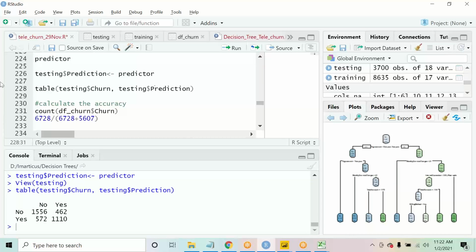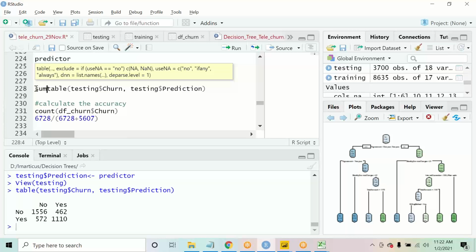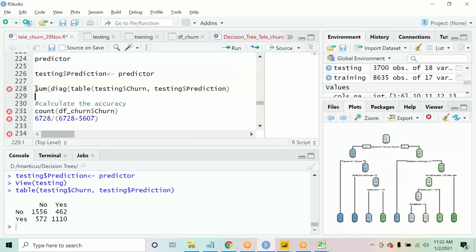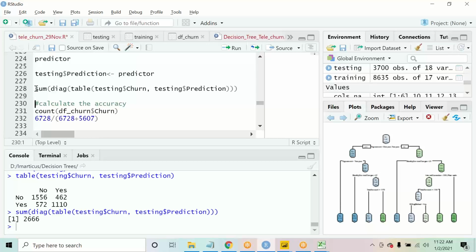Without writing that step by yourself, you can write a command to find the sum of the diagonal of this table. Okay, this function will do one thing for you. It will give you the sum of diagonals. 2,666, right? That is the total that you are getting. 2,666 is the sum of the diagonals.